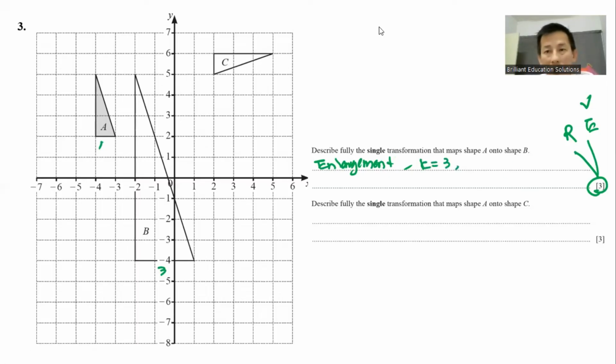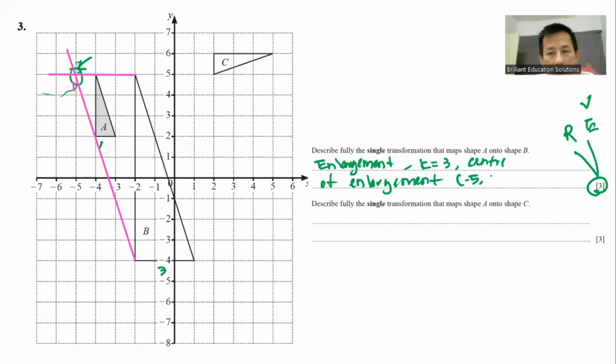Now we find the center of enlargement. This point up here, this point here. So the center is negative 5, 5. Center will be here. So the center of enlargement is negative 5, 5.